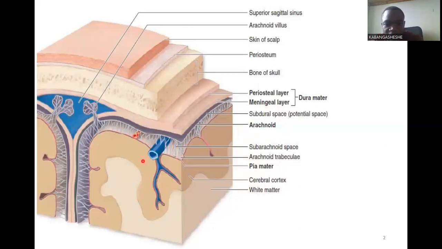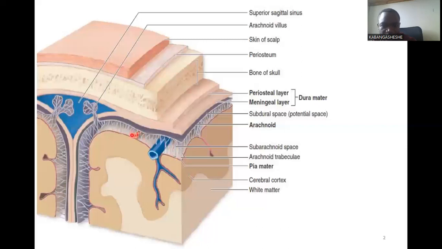So in terms of thickness and toughness, dura mater is the thickest and toughest, followed by arachnoid mater. The pia mater is very thin and very fragile, and it is always adherent to the brain surface.